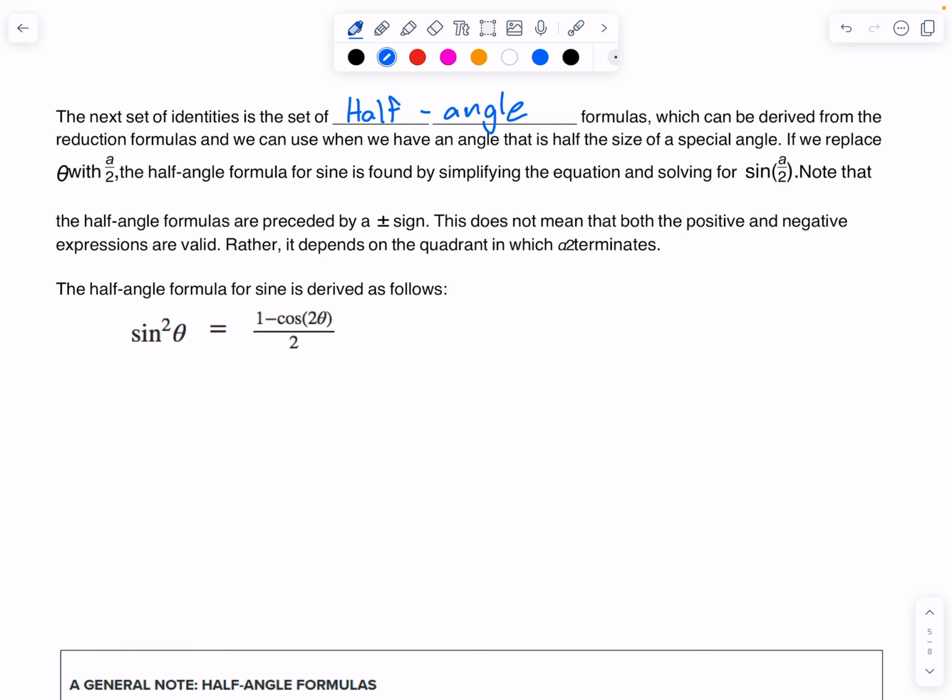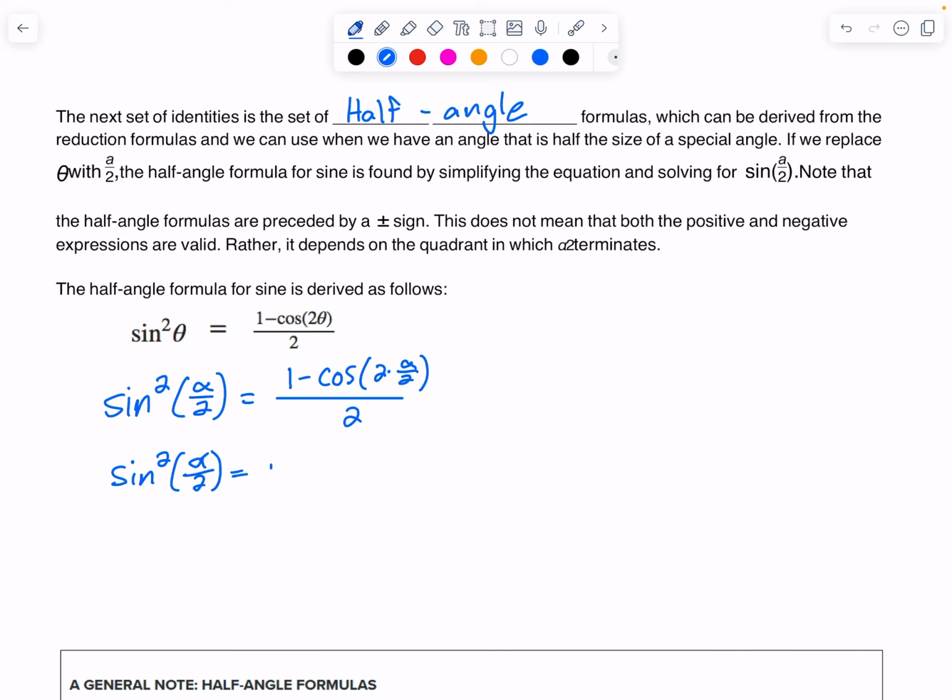This is a formula that we just derived in the last video. So what we can do to derive a half-angle is let theta be alpha over 2. That's a half, right? Taking half of it. I'm going to go ahead and replace my theta with half. So I got 1 minus cosine of 2 times alpha over 2, all over 2. Well, that ends up just being, I'm going to rewrite the left side, sine squared of alpha over 2.